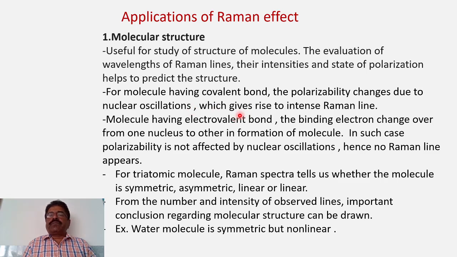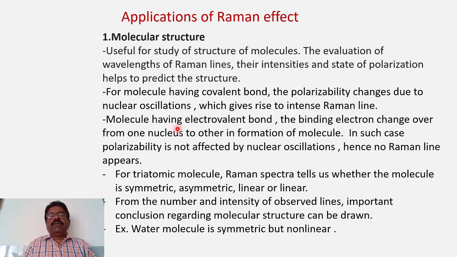So for example, if you see the covalent bond, the polarizability in case of a covalent bond changes due to nuclear oscillations, because you know that in a covalent bond the electron is shared by the two atoms. So because of the nuclear oscillations, the polarizability of the molecule changes, and this gives rise to an intense Raman line. The interaction is very strong, therefore we get an intense Raman line.